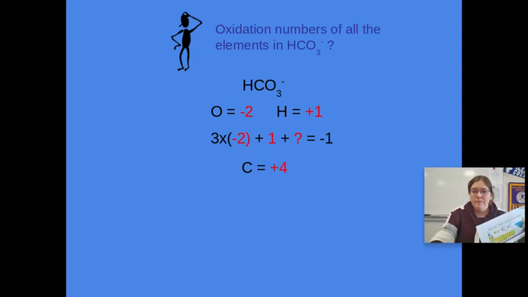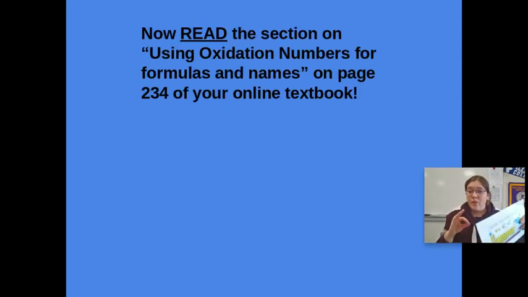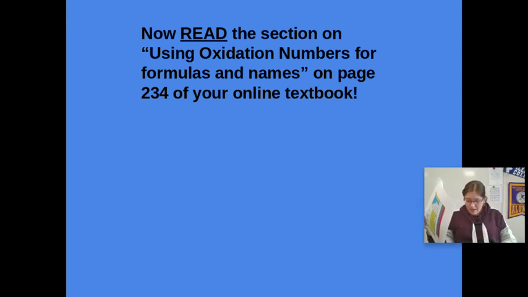Okay. All right, so now for your homework. First of all, I want you to get into your PDF of the chapter, and on page 234 of that PDF, there's a section called Using Oxidation Numbers for Formulas and Names. If you have not read that already, please take say 5 minutes for the rest of class to read that section, look at that table, look at your examples, okay?